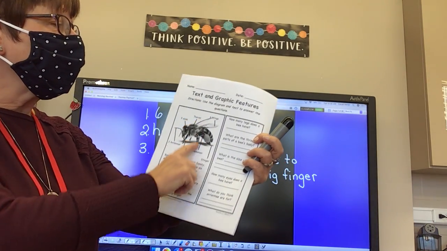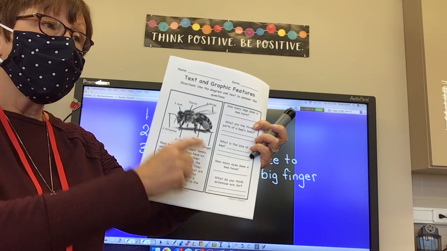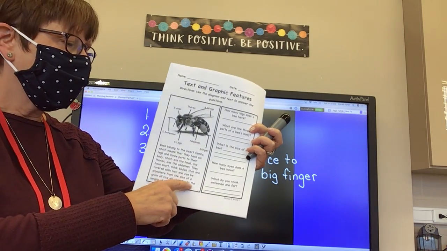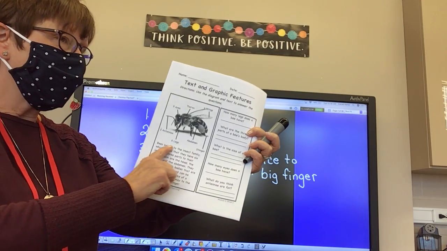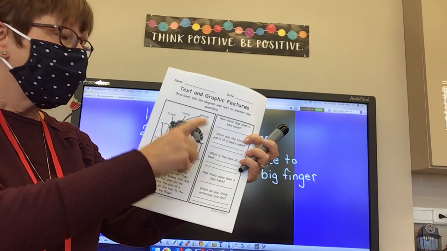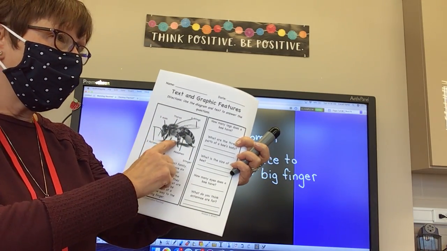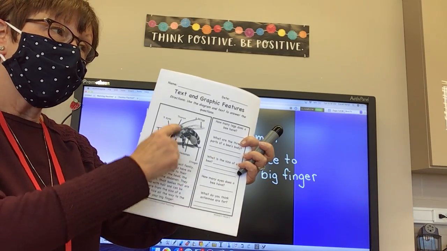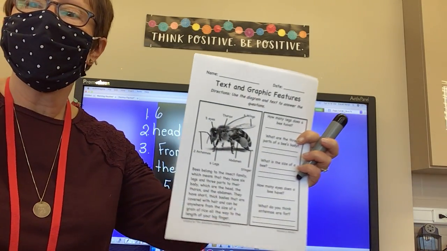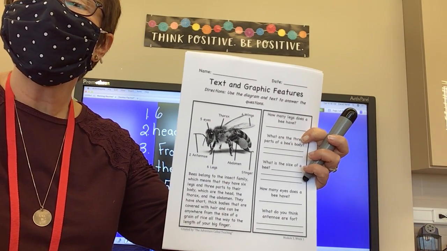So when we're looking at our text and graphic features, you can find information 2 ways. You can find information in the text. You can find information in the graphic, and they work together to give you additional information. Very good. Good job, boys and girls.